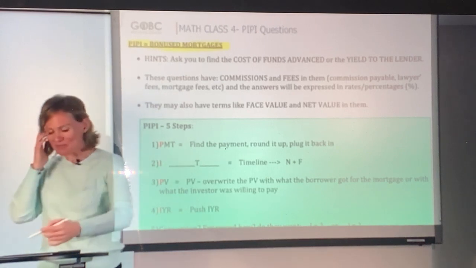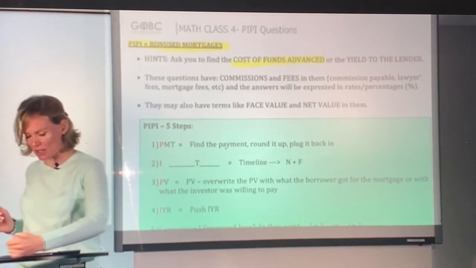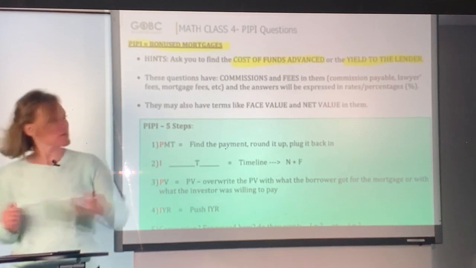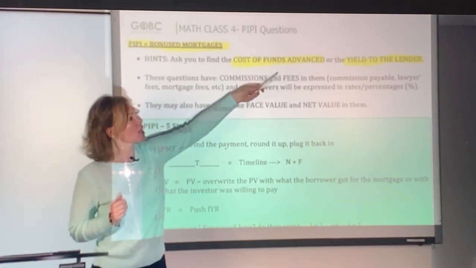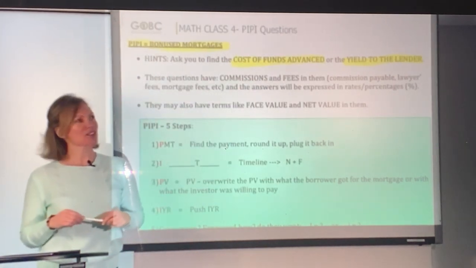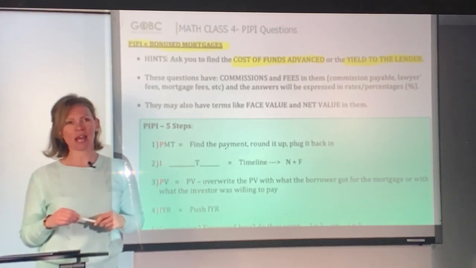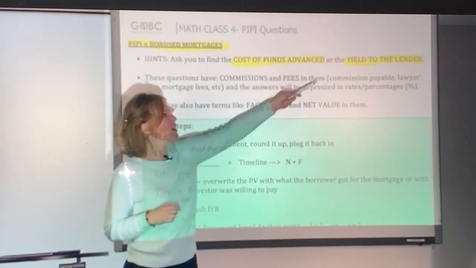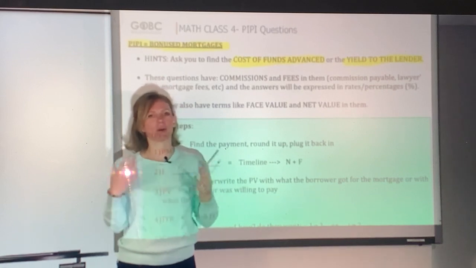So for the exams, how do you recognize those two questions? There are two things you're going to be looking for in those types of questions. One of them is called the cost of funds advanced to the borrower, and the other is the yield to the lender. Whichever they ask you for, it doesn't really matter. It means the exact same thing. They're just looking at two perspectives: the buyer or borrower side, and the lender side. But the question is exactly the same.